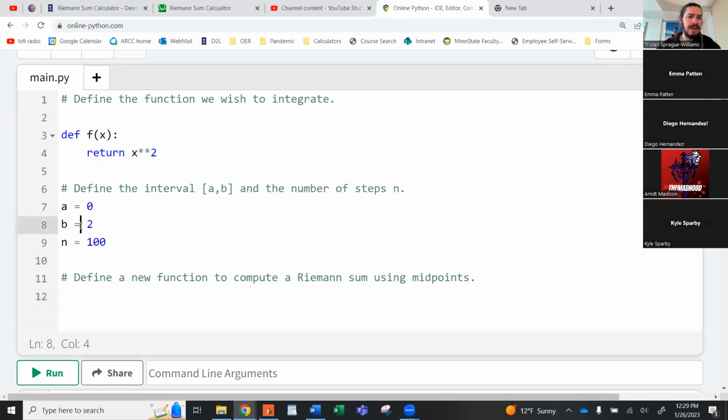So yeah, this is b equals 2. Correct. Thank you. The single equal sign here is what's called an assignment statement. We use that to set the value of a variable equal to something. So now a, b, and n are variables that are going to store these values.